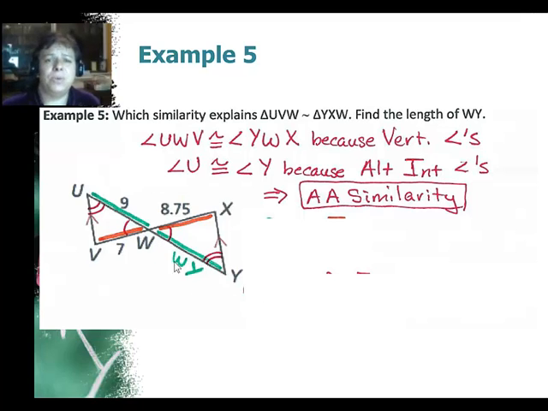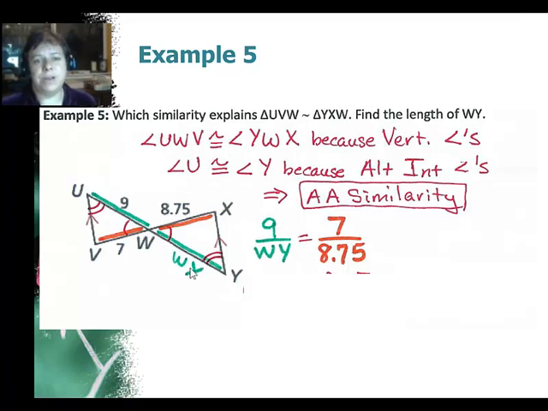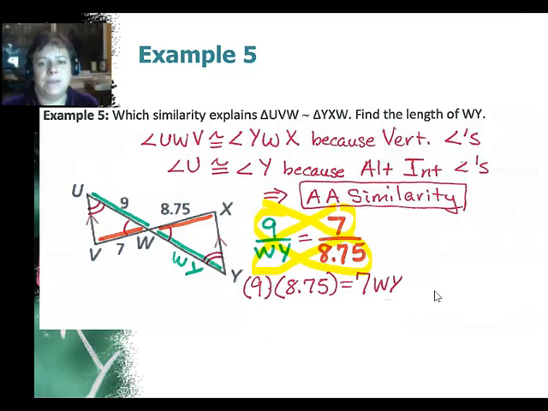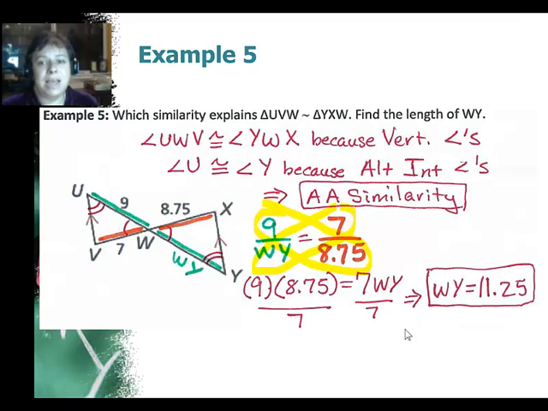Now I need to find this green length, WY. I'm going to set up a proportion, and I'll say 9 is to the corresponding side over here. 9 is to WY as 7 is to 8.75. Go ahead and cross multiply. So 9 times 8.75 is going to be the same as 7 times y. They are equal, and I set up this equation. Now, I'm trying to solve for WY, so I'm going to divide both sides by 7. And then I get, using my calculator, that the length of WY is 11.25.